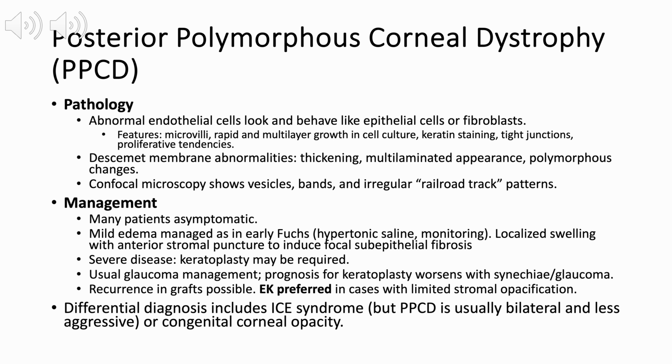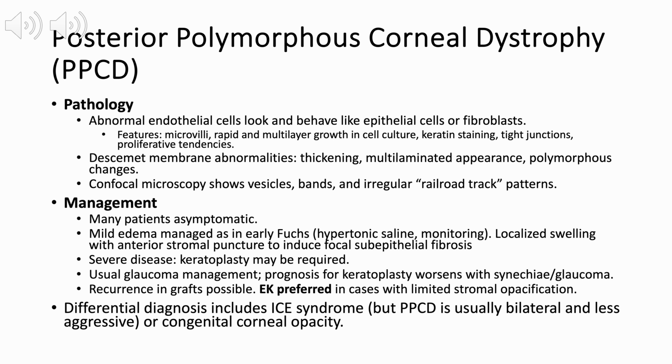Management depends on severity. Many patients remain asymptomatic. For those with mild edema, management can mirror that of early Fuchs: hypertonic saline, and monitoring. Localized swelling may be treated with anterior stromal puncture to induce focal subepithelial fibrosis. In more severe cases, keratoplasty may be required, though prognosis worsens when synechiae or glaucoma are present.